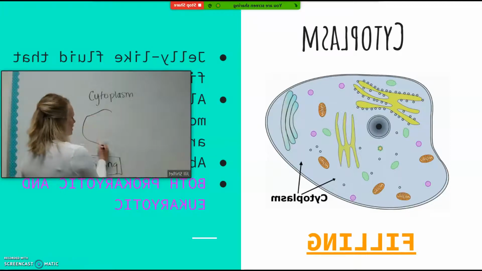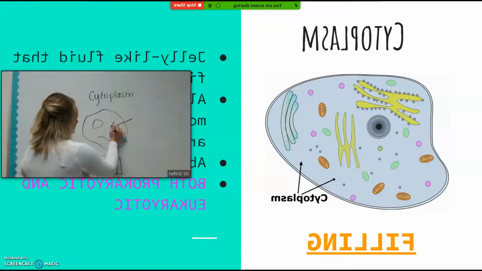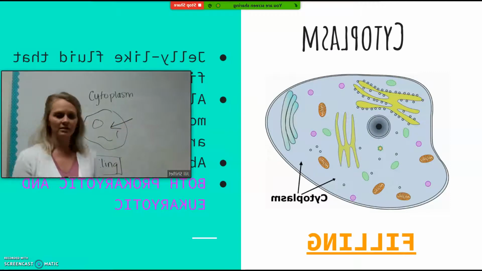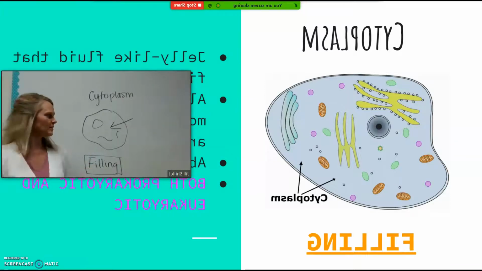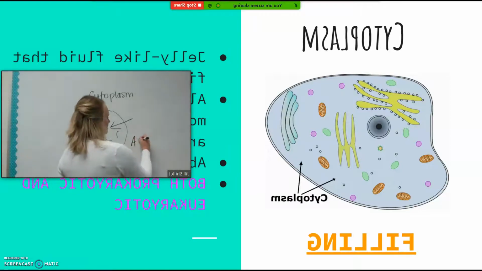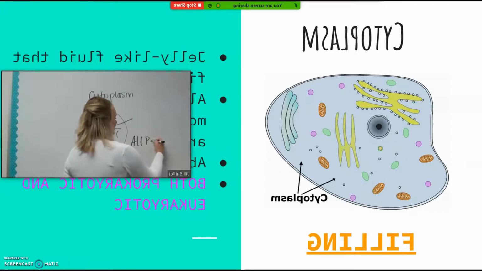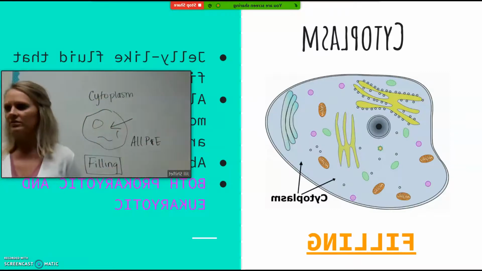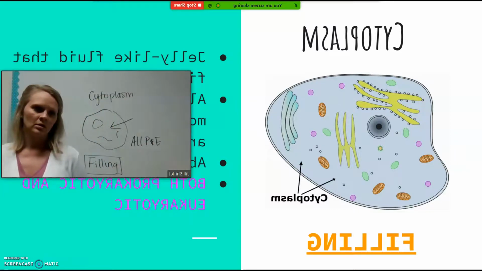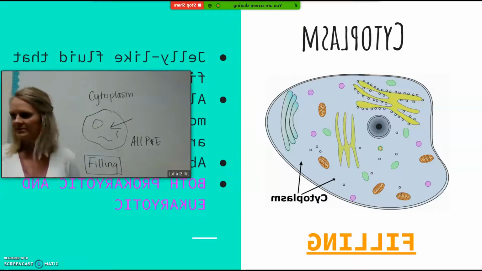So for my picture, I'm just going to draw a cell that has a nucleus and some other stuff in there. But the cytoplasm is just the inside. It's the filling, the stuff in the middle. Lots of water. There's also some nutrients, stuff like that in there, but it just supports all of the organelles, fills up the cell. It's in all cells. So all prokaryotic and eukaryotic cells have cytoplasm.